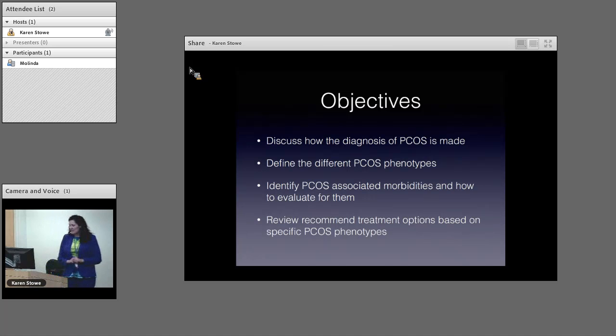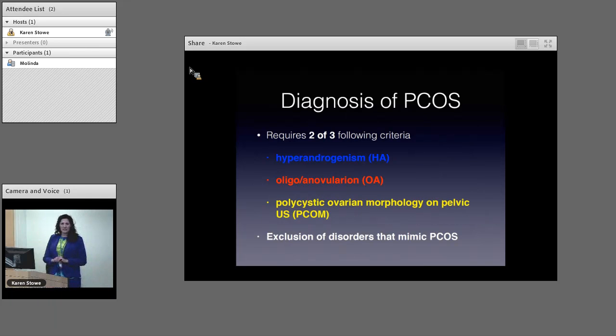My objectives today are to discuss how the diagnosis of PCOS is made, to define the different PCOS phenotypes, as well as to identify the PCOS-associated morbidities and how to evaluate for them, which is often what we're doing in the adult endocrine clinic. And then again, going back to the PCOS phenotypes to discuss treatment options based on those specific phenotypes.